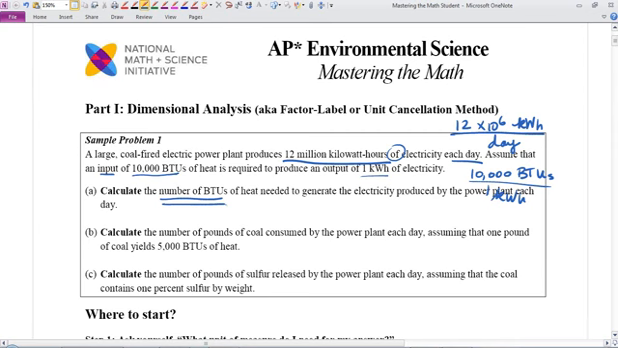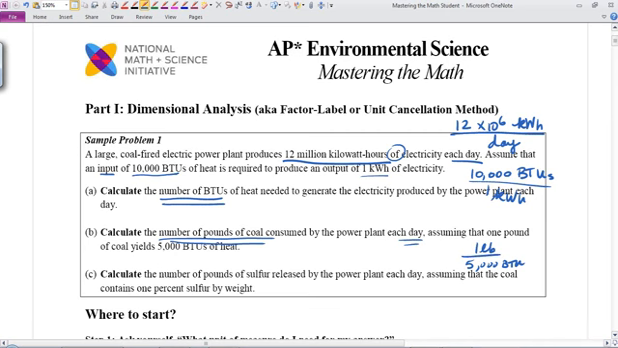All right, so the next thing they want us to do is calculate the number of pounds of coal consumed by the power plant, again, each day, assuming that 1 pound of coal yields 5,000 BTUs of heat, so 1 pound for every 5,000 BTU. And then calculate the number of pounds of sulfur released by the power plant each day, assuming that the coal contains 1% sulfur by weight.